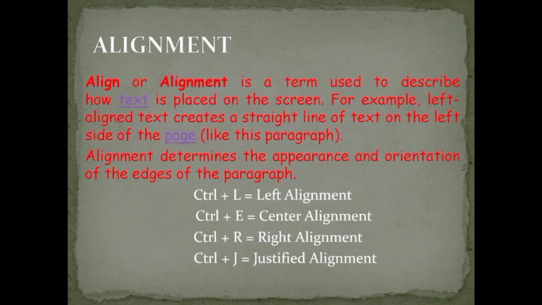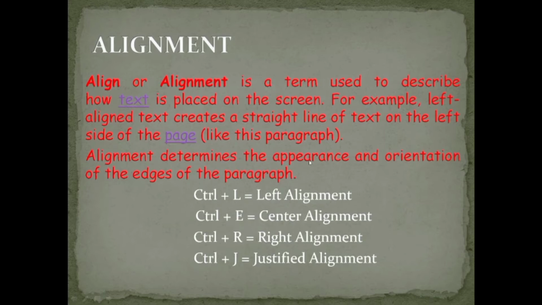Now, the next thing is alignment. As we all are aware, we have a feature in MS Word that we can align or set the position or direction of our page or of the text that we have written in our page. Basically, alignment is a term used to describe how text is placed on the screen. For example, left aligned text creates a straight line of text on the left side of the page, like this paragraph.